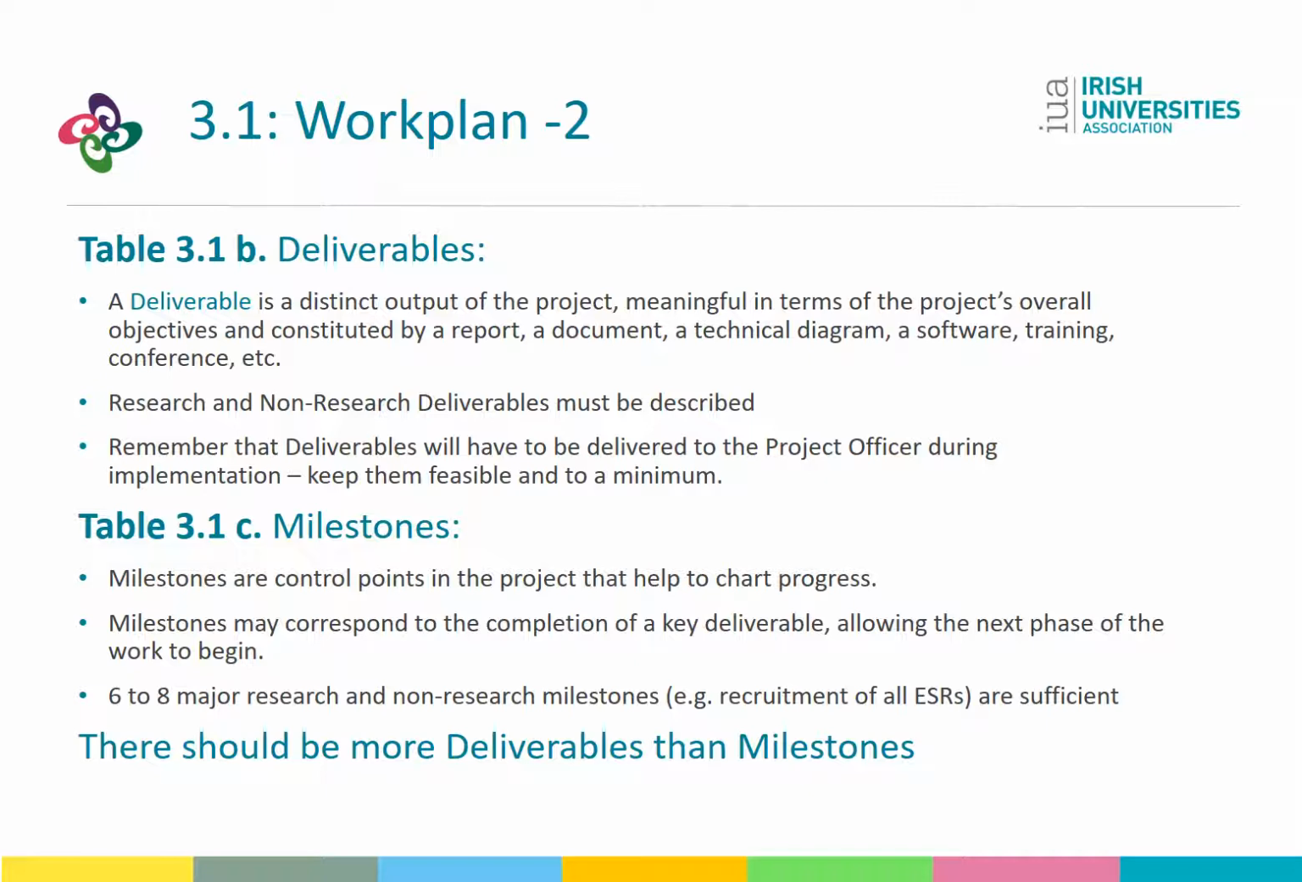Table 3.1c asks to define the milestones, which are control points in the project that help to chart the progress. The milestones may correspond to the completion of a key deliverable, allowing the next phase of the work to begin. 6 to 8 major research and non-research milestones, such as recruitment of all fellows, which will be a non-research milestone, are sufficient. And there should be more deliverables than milestones.